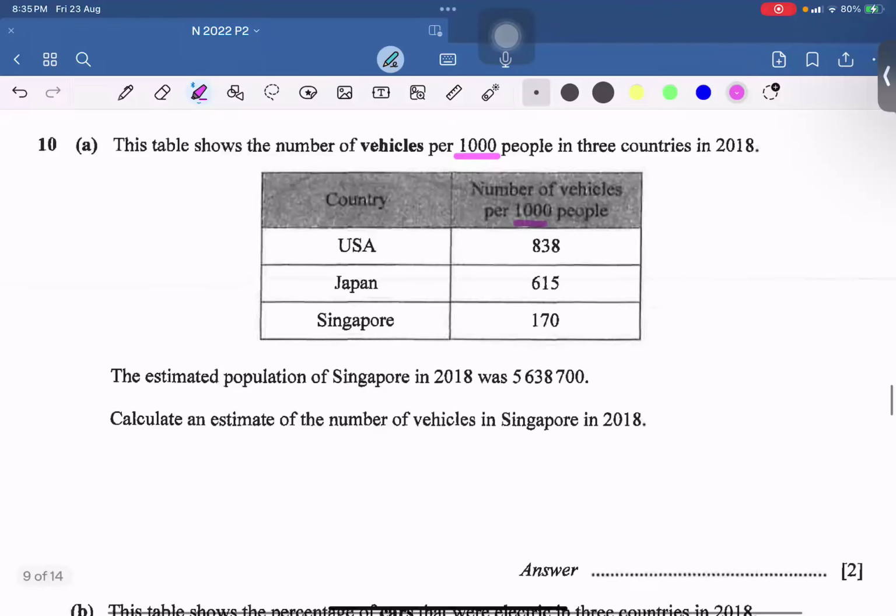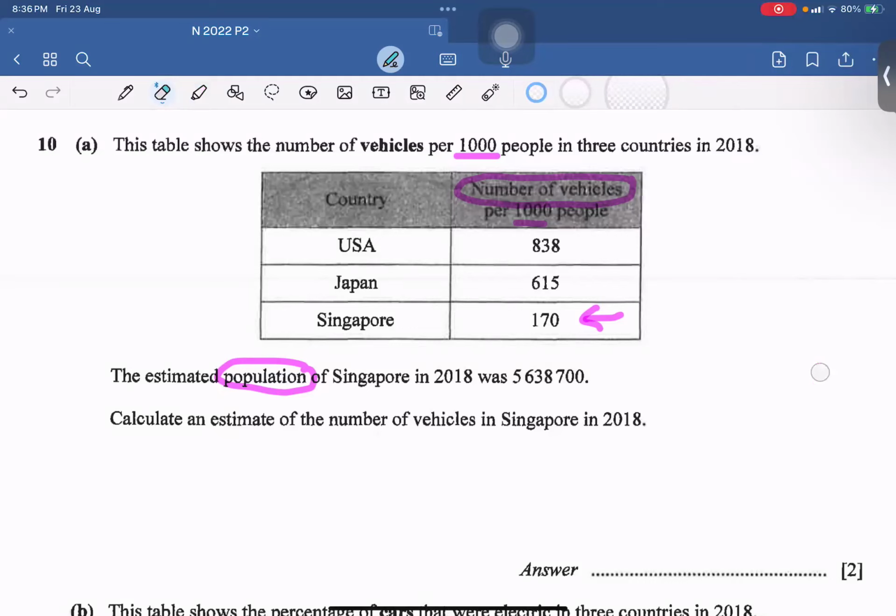The estimated population of Singapore was, this is the number of vehicles. This is talking about population. What do they actually want? Calculate an estimated number of vehicles in Singapore. You told me this is the vehicle already, what? Is it really true? A lot of students will tell me, oh, Jill, the answer is 17000. Is it really true?